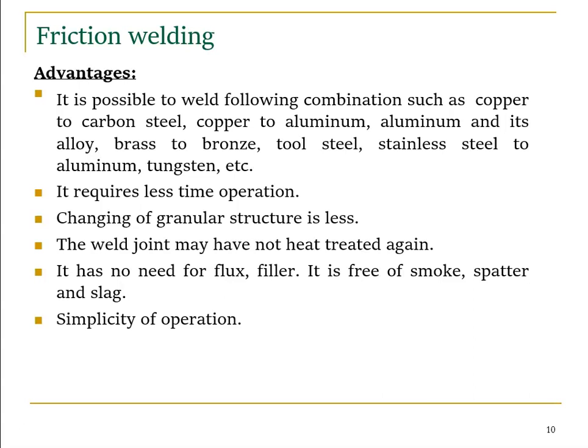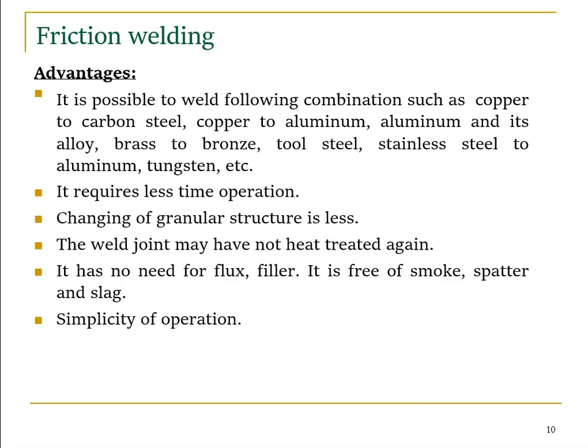So in previous welding processes, for example, if parent metal one is aluminum, then parent metal two should be aluminum. Then only we can make the joint. At the same time, if you use filler metal, then that filler metal should also be the same as the parent metal. This is the combination. So this is the main constraint or limitation.